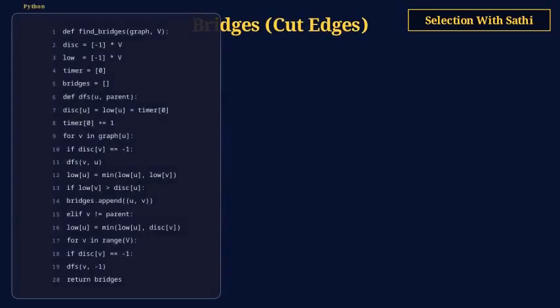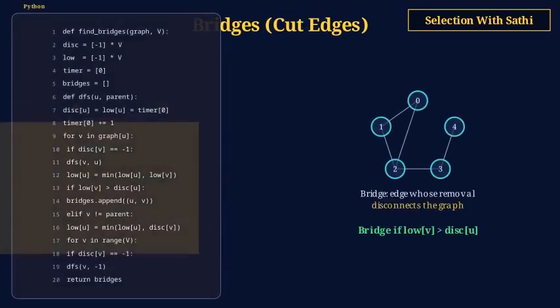A bridge, also called a cut edge, is an edge whose removal disconnects the graph. We find bridges using a modified DFS with discovery times and low link values. Look at line 5, each node gets disc and low values. Lines 8 through 10, for tree edges, recurse on the child and update low of U. Line 11, the bridge condition. If low of V is strictly greater than disc of U, edge U to V is a bridge.